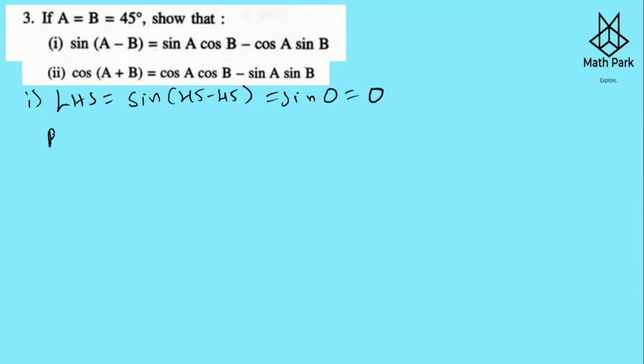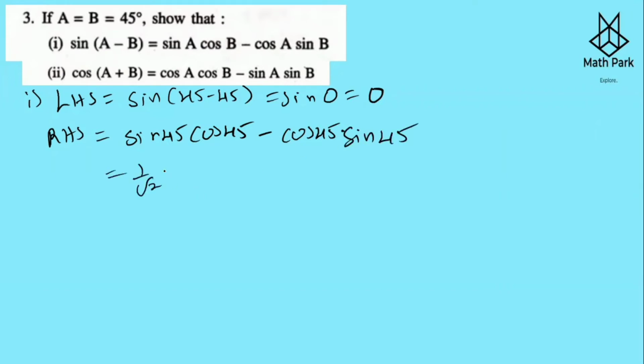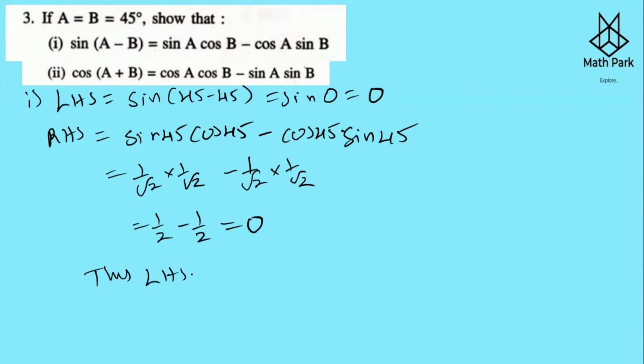Let us take the RHS of this question, which is sine A cos B, that is sine 45 into cos 45, minus cos A sine B, that is again cos 45 into sine 45, since A and B are equal. So we have 1 by root 2 into 1 by root 2. The value of sine 45 and cos 45 is same. Minus 1 by root 2 into 1 by root 2. So which is 1 upon 2 minus 1 upon 2, which is 0. So thus we get LHS is equal to RHS. And we are done with the first part.